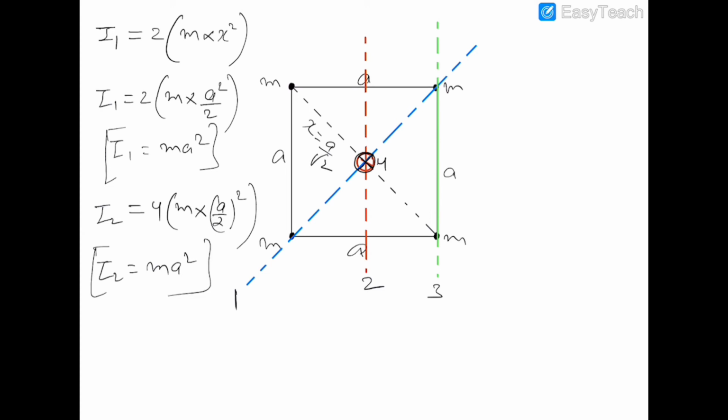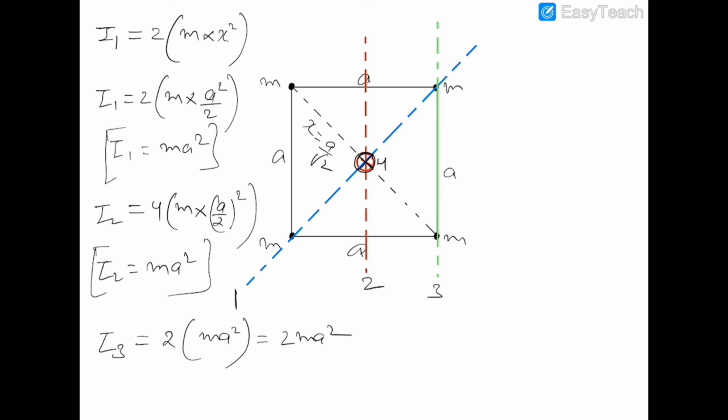Now the moment of inertia of the system about third axis. You can see this axis number 3 is passing through these two masses. Therefore the moment of inertia of these two masses about this axis would be 0, and the moment of inertia of these two masses about this axis would be the same and non-zero. So this is twice the moment of inertia of any one of them. The moment of inertia of this mass about this axis would be m into a square. So I3 is 2ma square.